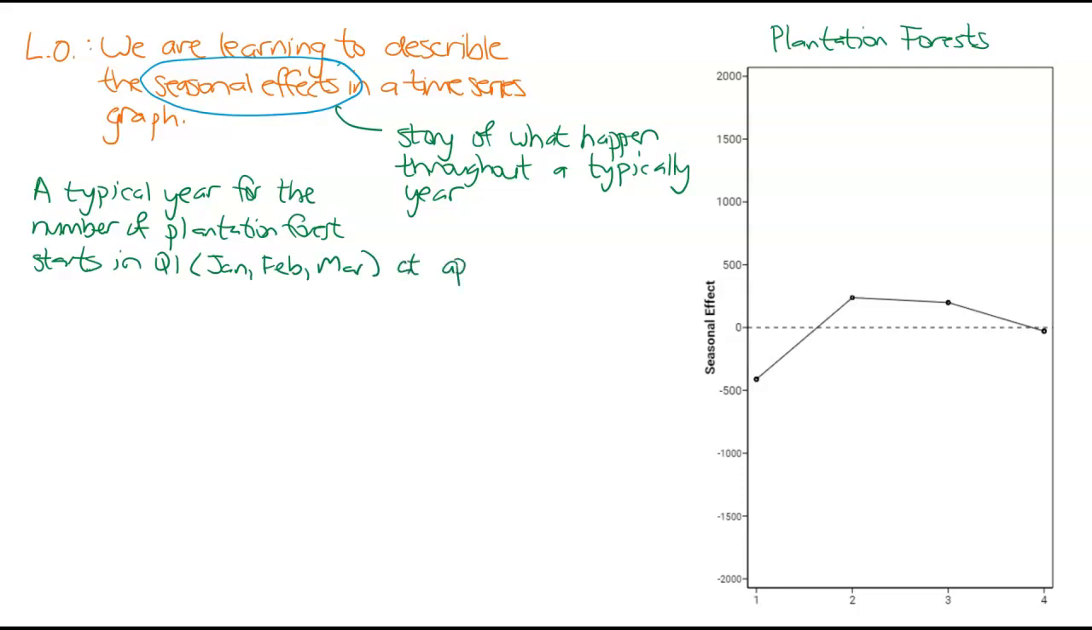At approximately, and I'm using the word approximately because I am just reading off the graph, so I might be slightly wrong, we said before that was about 425 plantation forests below our trend line. So that's where we start. A typical year, we're starting here.